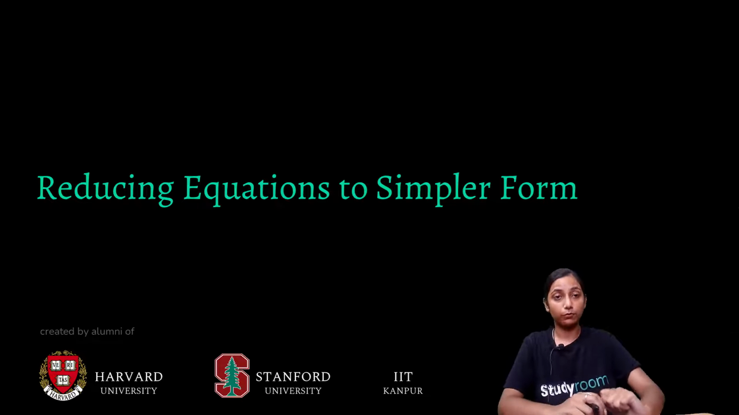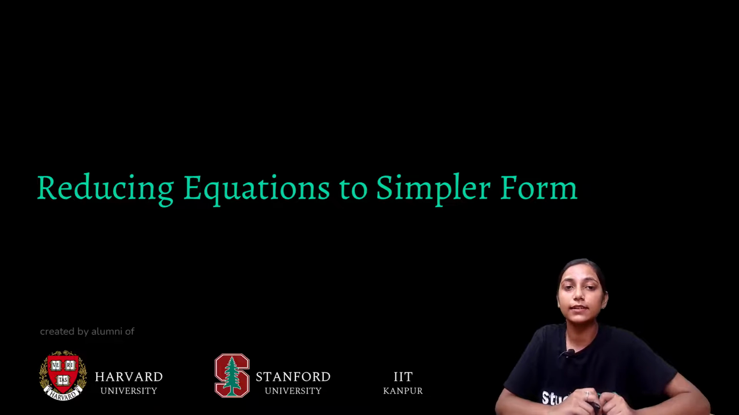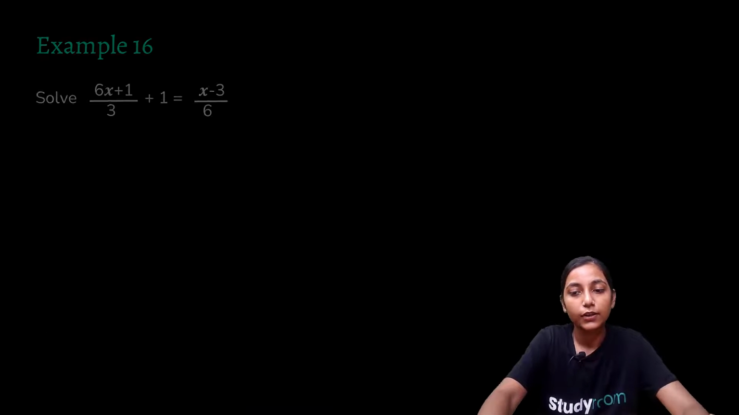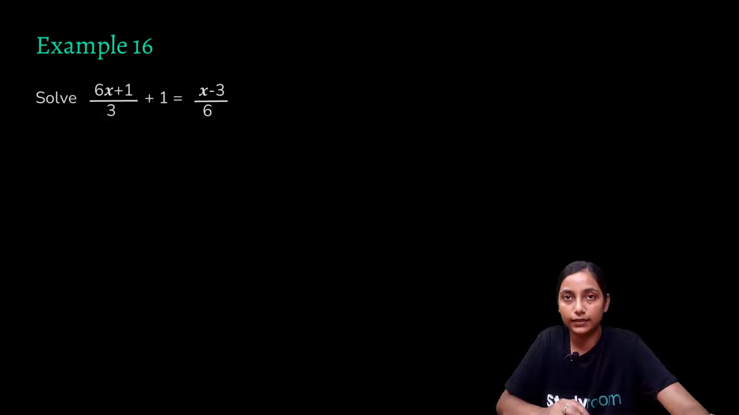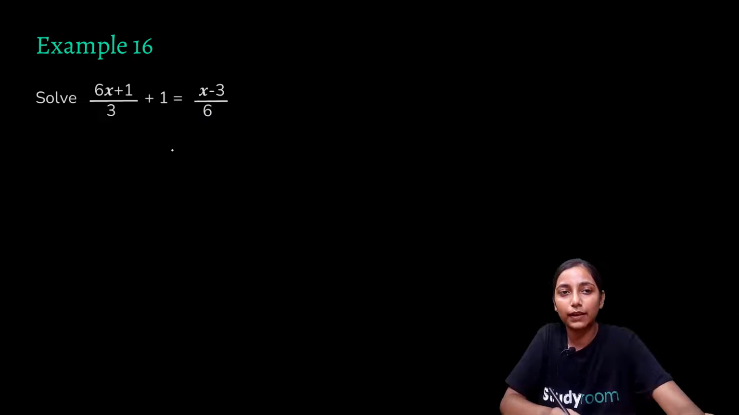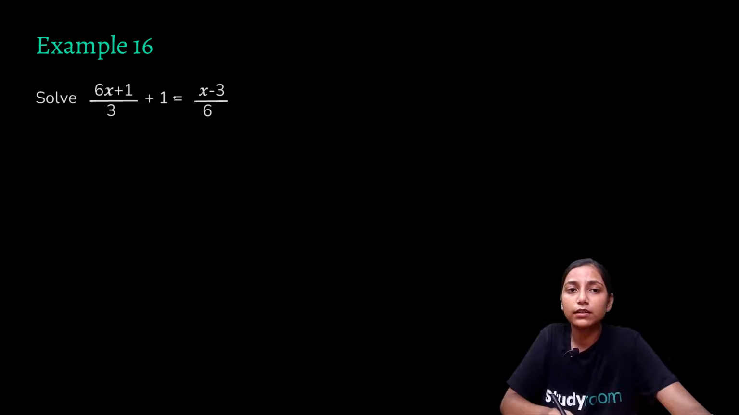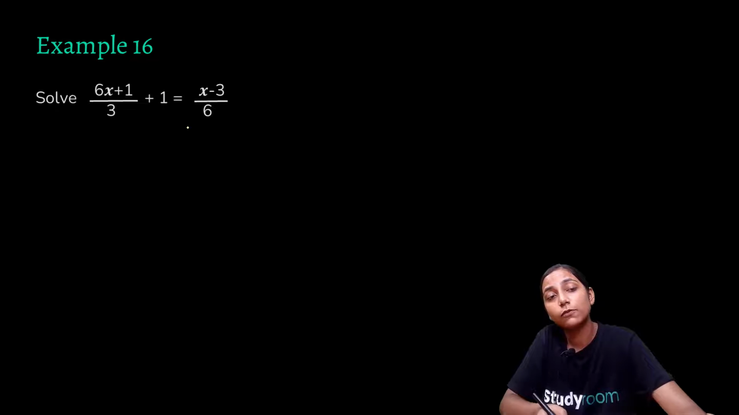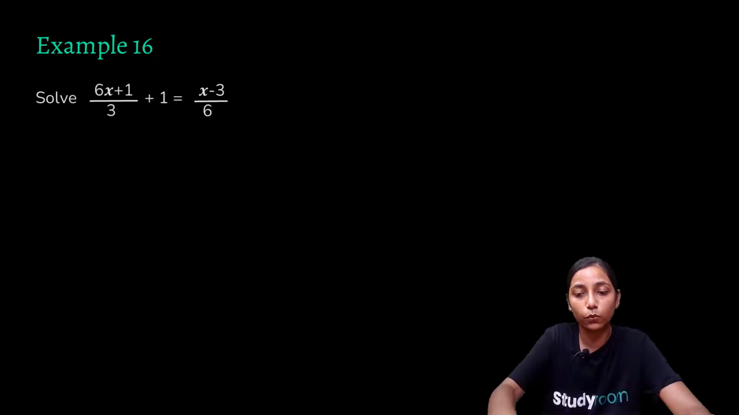Okay, so we have one more topic in this video lecture, and it is reducing the equations to simpler forms. You can check this from example number 16. You can see that the equation given here is very complex. It's in a rational form. Then we have this variable term along with the constant term, and on the other side we again have some variable term. How will we go about solving this?